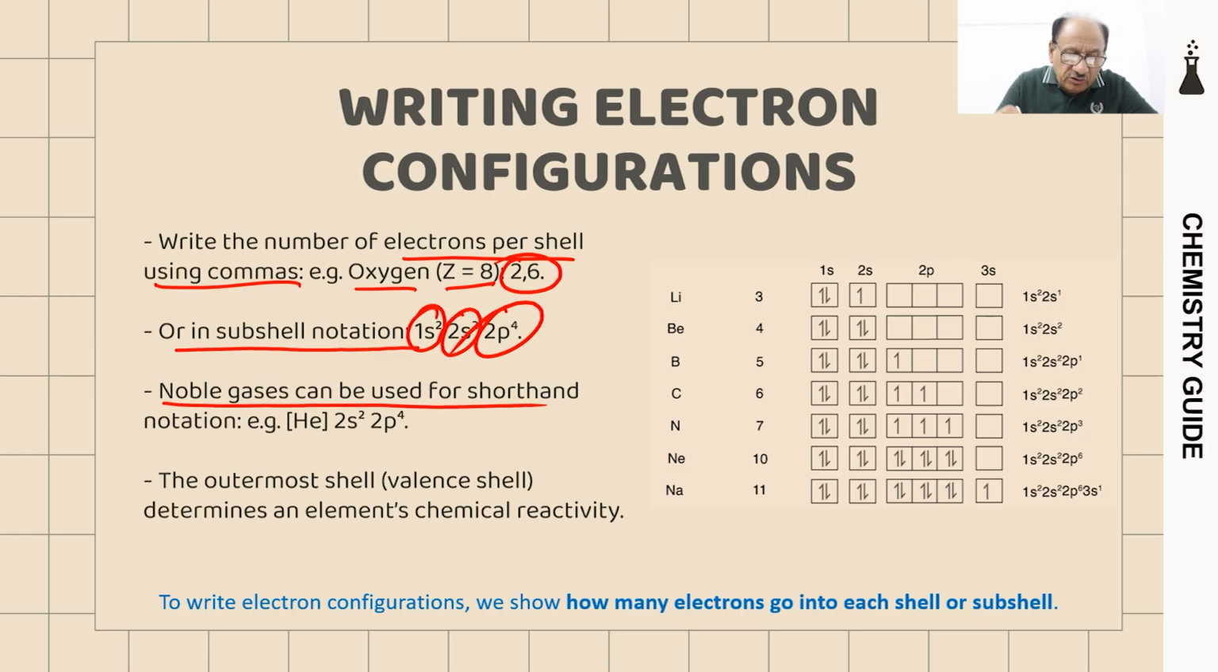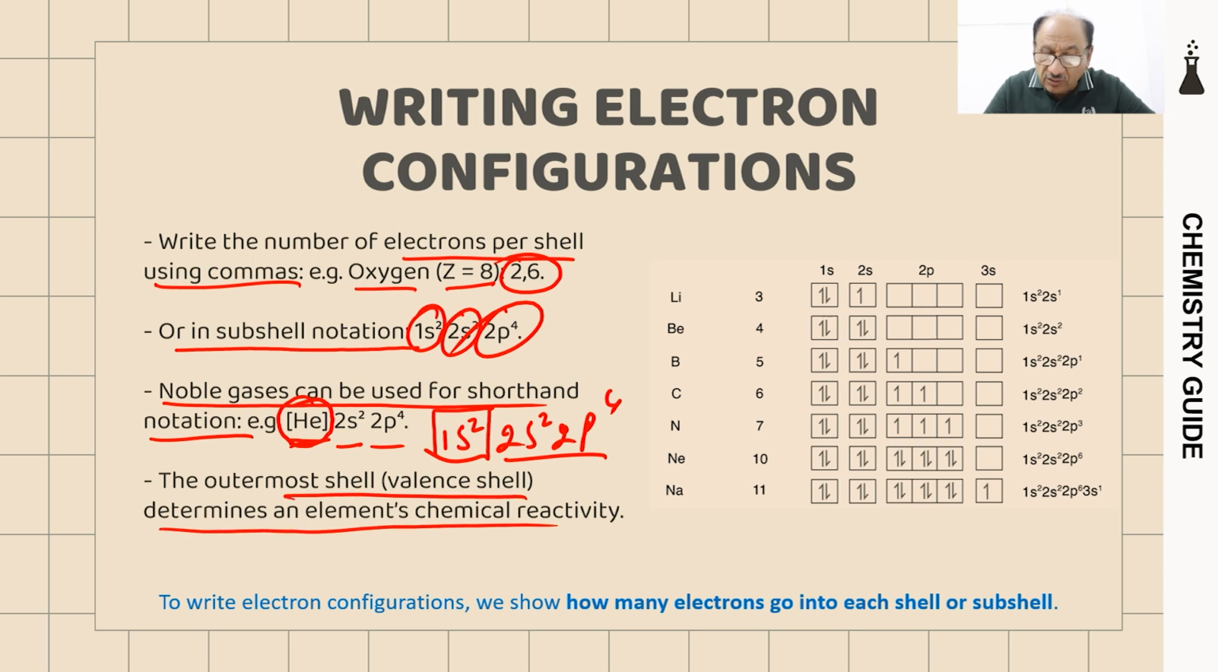Noble gases can be used for shorthand notation. For example, helium. This is how we are writing helium, then 2s2 and 2p4. So helium is giving 1s2. So when we write this one, 1s2, 2s2, 2p4, instead of this one, we can write only helium in brackets like this and show the rest of the configuration. The outermost shell, which is valence shell, determines an element's chemical properties.